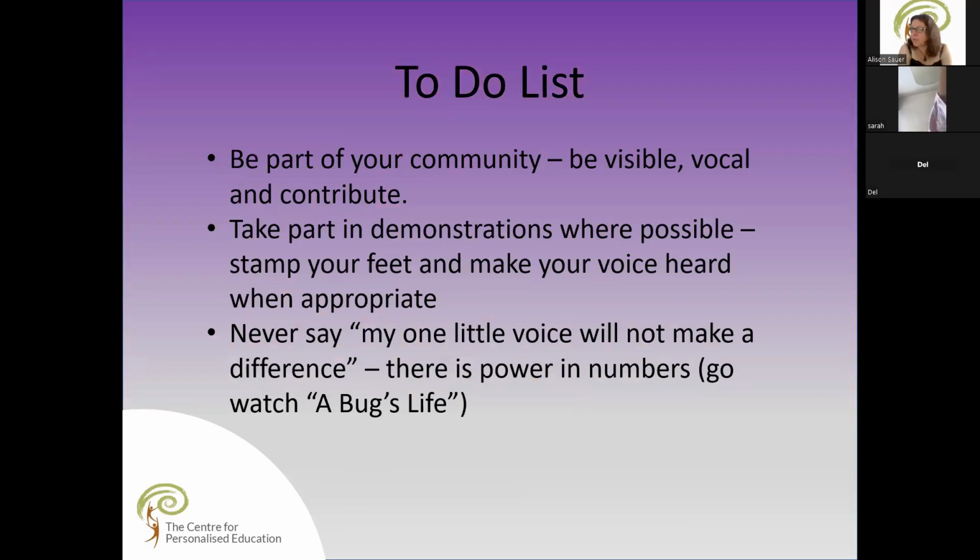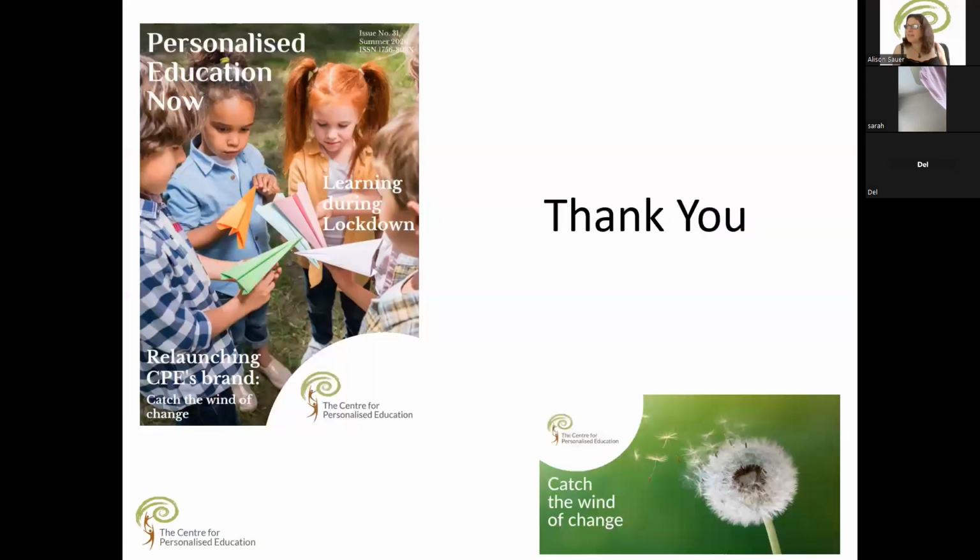Take part in demonstrations where you can, stamp your feet, make your voice heard. And never say or think that your one little voice will not make a difference, because there's power in numbers, and the more of us who are out there acting together and pushing what is right and proper and true, the more likely it is to happen. So you can go and watch A Bug's Life if you want to see power in numbers. That's quite good, where they all rise up, and there's the power in numbers.